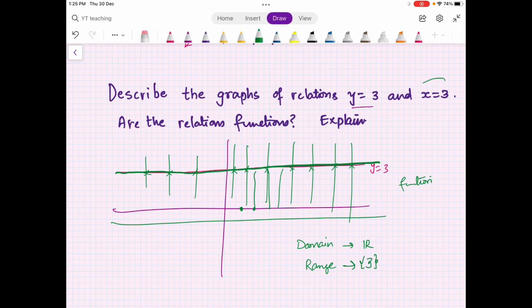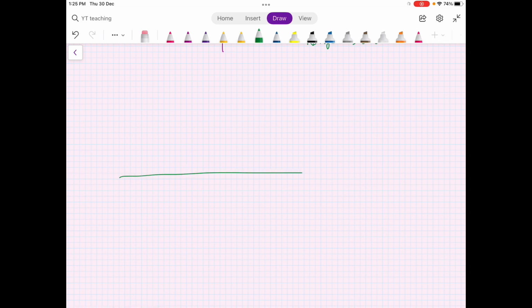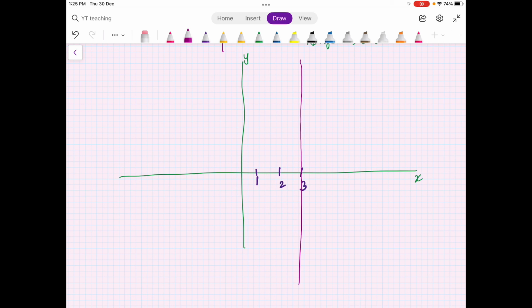And now let us go to the next line, that is x is equal to 3. So how do you plot the line x is equal to 3? Suppose this is my x-axis, this is my y-axis, this is x is equal to 1, 2, 3. So the x is equal to 3 line goes like this. So now I ask you, is it a function? Corresponding to 3, you have so many outputs, you see? So it's not a function.